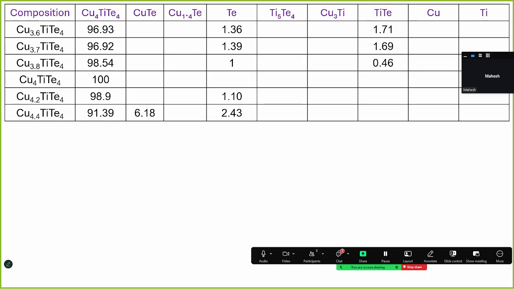Because of the excess titanium telluride, I think it will take it out from the system. This is nothing but titanium and tellurium deficiency. Even though you decrease the copper, it's not a copper deficient compound. It's a copper rich compound, because the titanium telluride is separated and not participating in the main phase. So the 3.6 compound is more copper rich compared to 3.8 in that way.